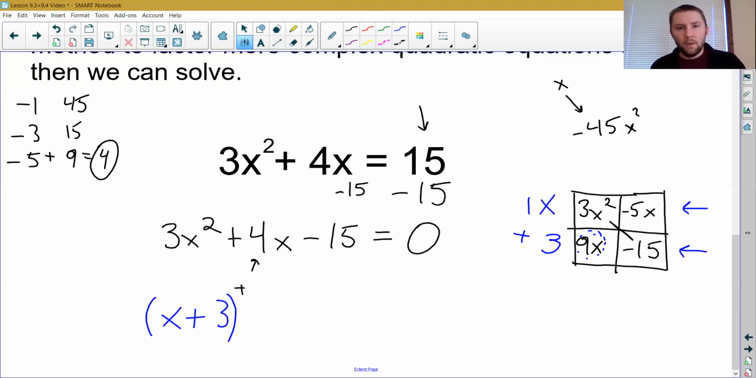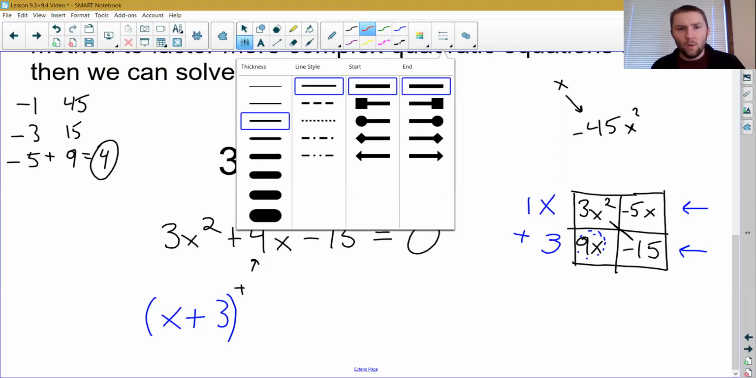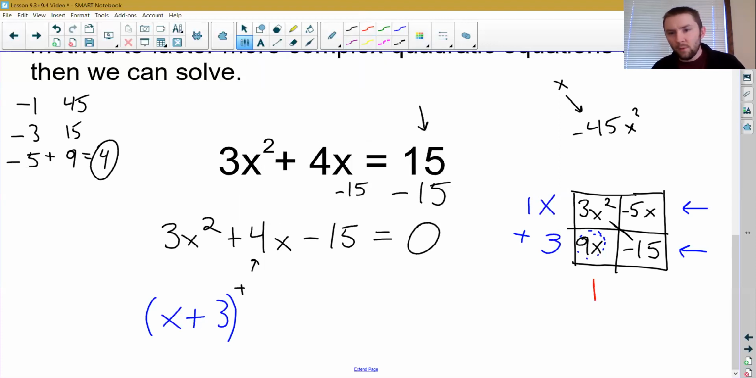The other factor is going to be whatever I get for my greatest common factors going up my columns here. So 3x squared and 9x, if I look at this left-hand column, 3 and 9 in terms of the numbers, they can both be divided by a 3. And these do both have an x, so I'll pull out an x as well. So 3x is going to be the first part of this other factor.